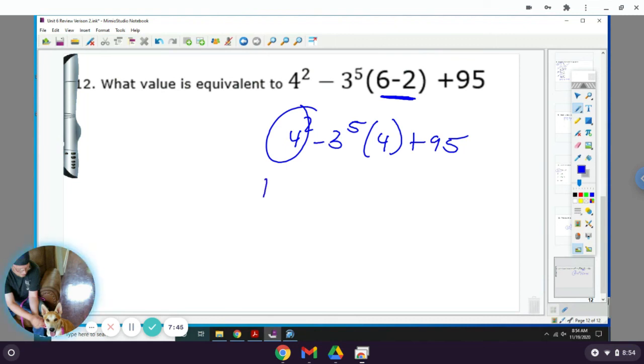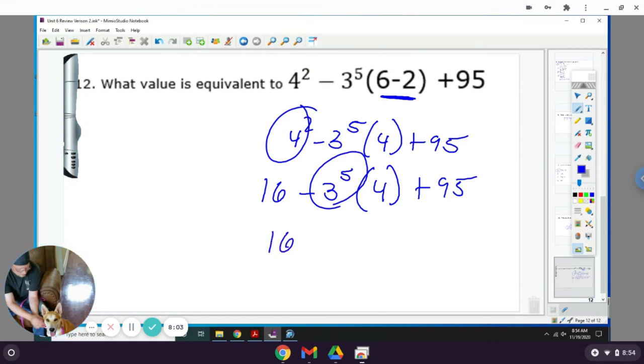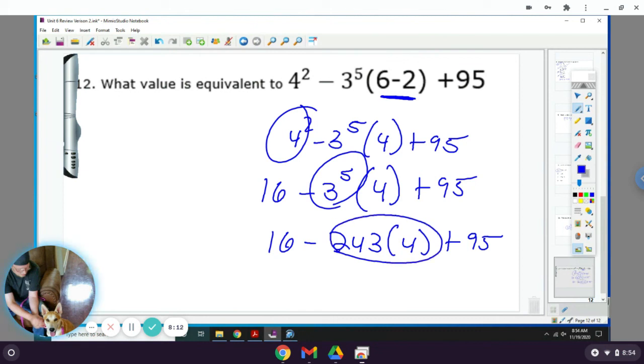So 4 squared is just 16 minus 3 to the 5th power, parentheses 4, plus 95. So now we're going to do this exponent. So we're going to do 3 to the 5th power, which is the same thing as doing 3 times 3 times 3 times 3 times 3, which is 243. So you have 16 minus 243, parentheses 4, plus 95. So parentheses means to multiply. So we're going to do these first. So we're going to do 243 times 4, which is 972.